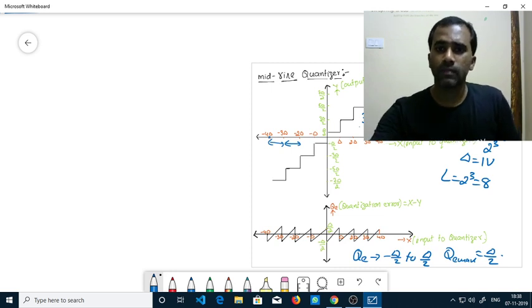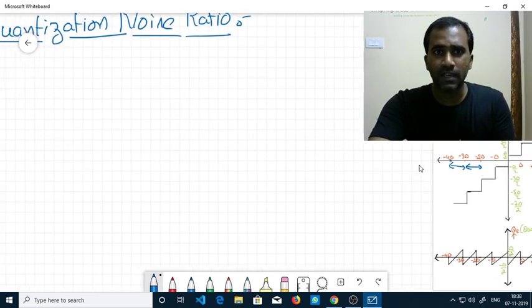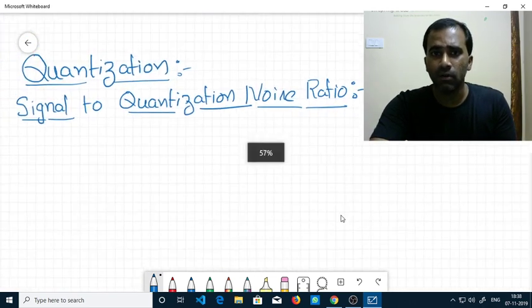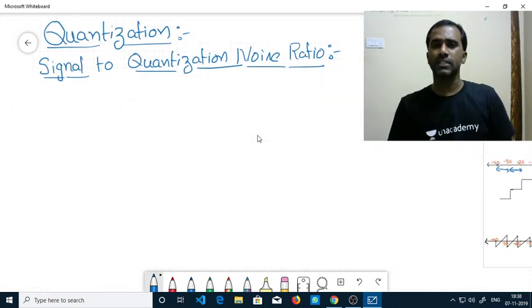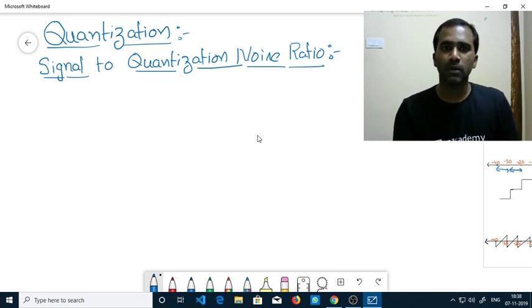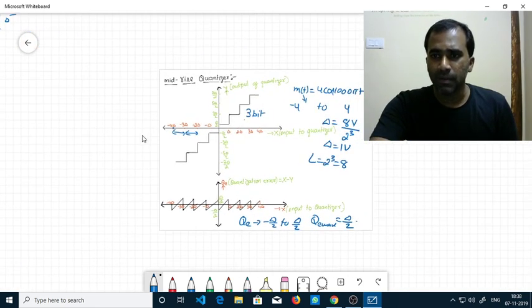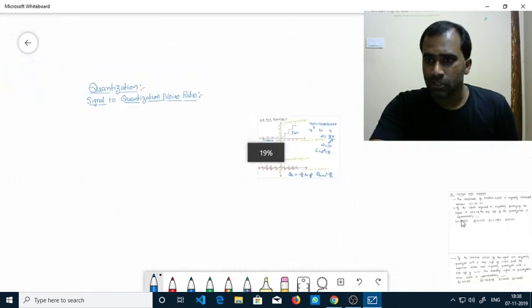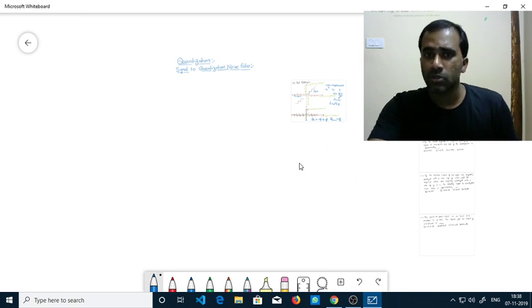Now, since I have quickly recollected the basics of quantization, let me talk about the most important and little tricky part here, which is signal to quantization noise ratio. If any tough question is asked on quantization, it will definitely be on this signal to quantization noise ratio. Once I derive this formula for SQNR, I'll talk about different possible problems, and I'll talk about some previous questions also. Here I have 3 or 4 previous questions, which are little tricky, and I'll be solving those for you.